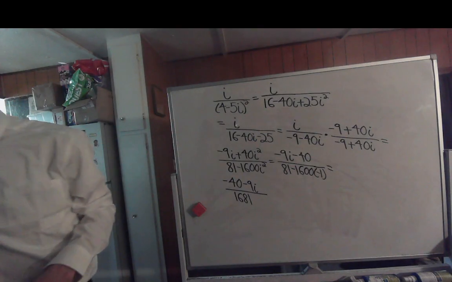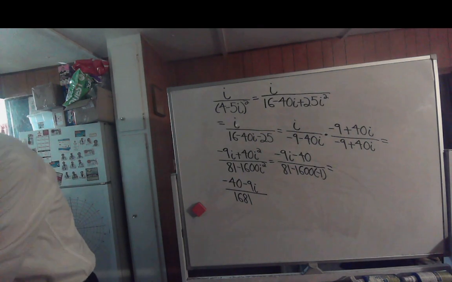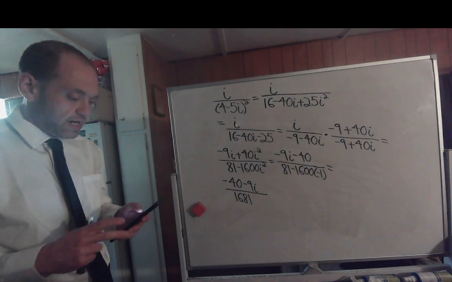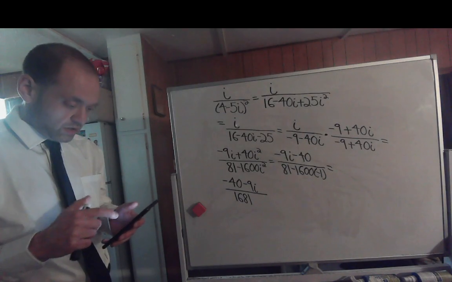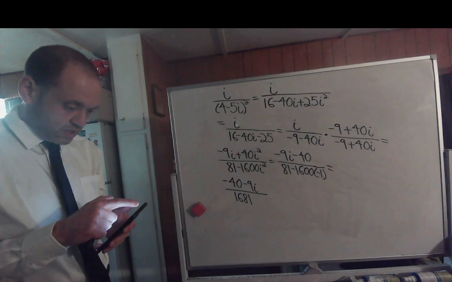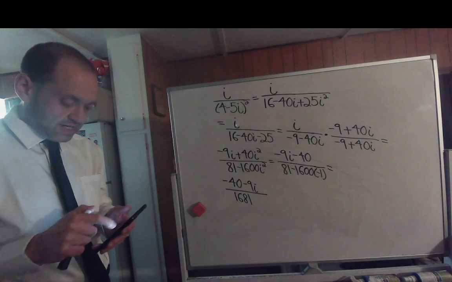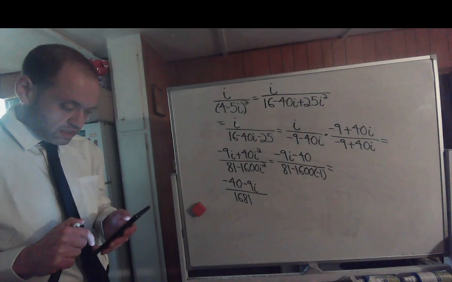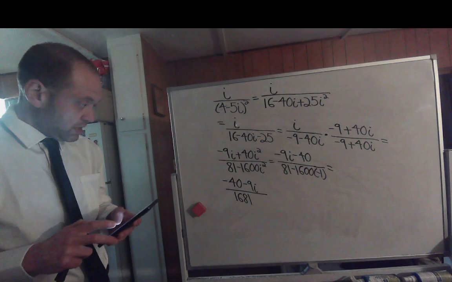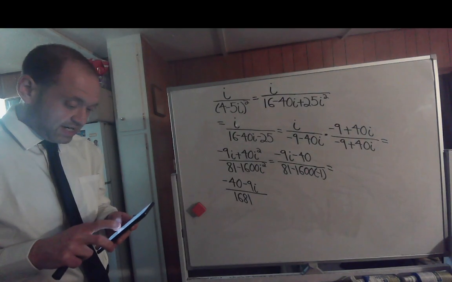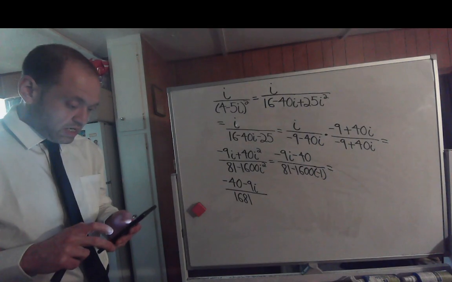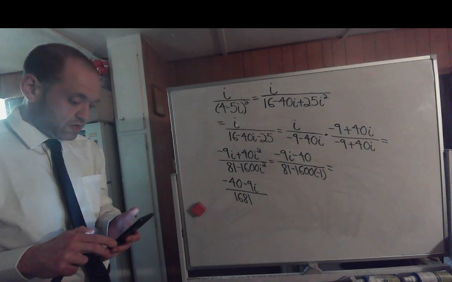And I'm pretty sure it doesn't simplify any. I don't think 1681 and 9 factor at all, but I just want to rule that out real quick. Okay, good. That's safe. Let's see. So 1681 divided by 9. Nope. Nope, they don't simplify at all.